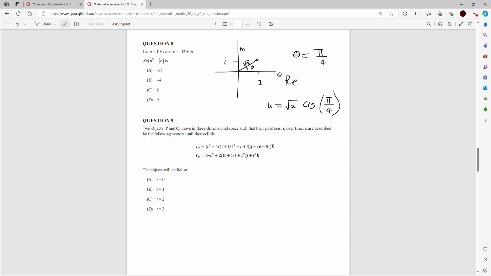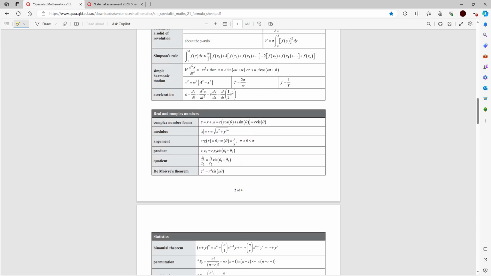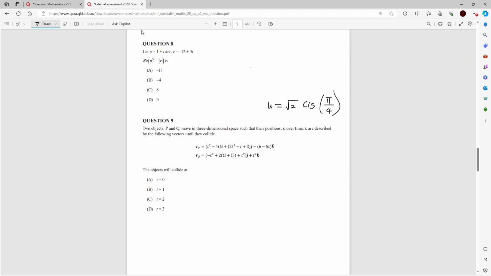So I've put it in polar form, and now I'm going to raise it to the power of 5. De Moivre's theorem states that if you raise a complex number in polar form to a power, you raise the length to that power, and you multiply the angle by whatever you're raising it to. Since it's to the power of 5, u to the power of 5 will be the square root of 2 to the power of 5, cis pi on 4 multiplied by 5. That is the only thing I changed there, those were my 5s. So that's how you work out that first bit.